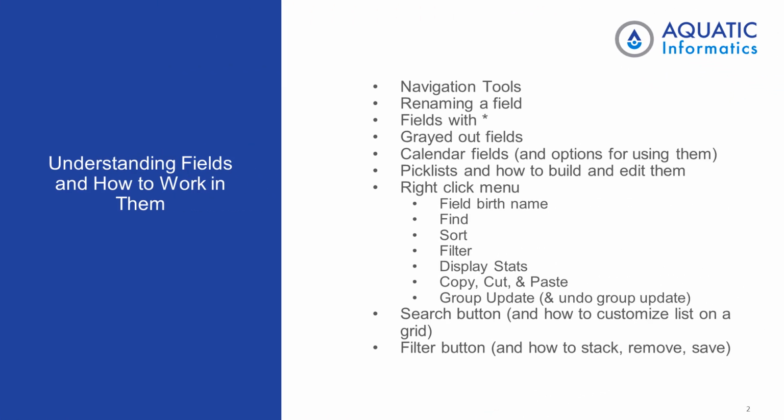In today's tutorial, we will take a look at some important features that will allow you to move around in the software a bit easier. These features include navigation tools, renaming a field, fields marked with an asterisk, grayed out fields, calendar fields, pick lists and how to build and edit them, the right-click menu, which includes field birth name, find, sort, filter, display stats, copy, cut, paste, group update, and I'll teach you how to undo a group update. We'll also cover the search button and filter button.